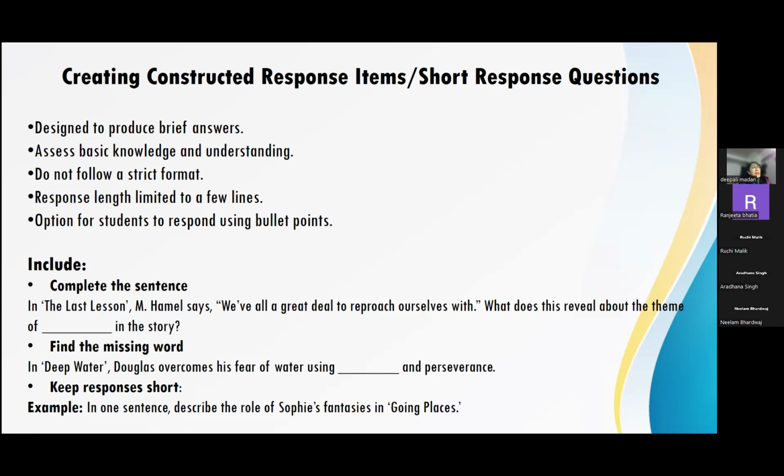In the last lesson, M. Hamel says, we all have a great deal to reproach ourselves with. What does this reveal about the theme of dash in the story? So find the missing word. In deep water, Douglas overcomes his fear of water using dash and perseverance. Again, we have limited the response to one word only. So if you're giving this question for 1 mark, keep the responses short and give a clear indication in the question that how much is the student to write.